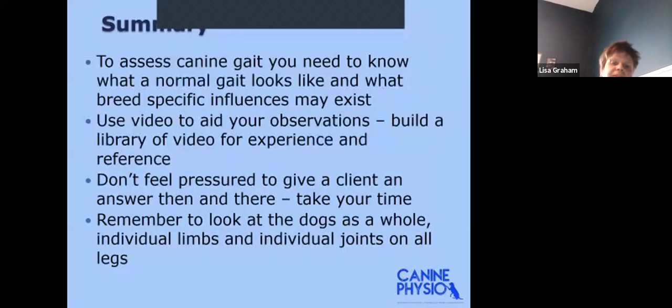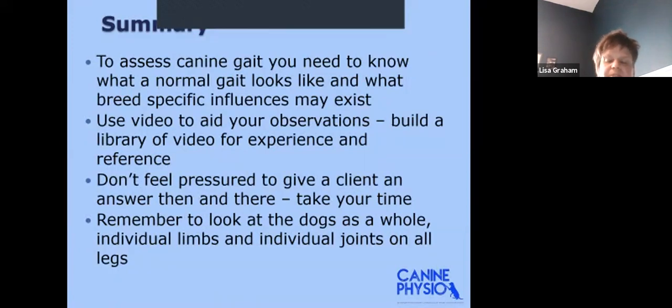So, as a summary, for you to be able to assess canine gait, you need to know what normal looks like. And in addition to knowing what normal looks like, we need to know what breed-specific influences may or may not exist. And if there are breed-specific influences, we need to know how strong they are in any individual dog.